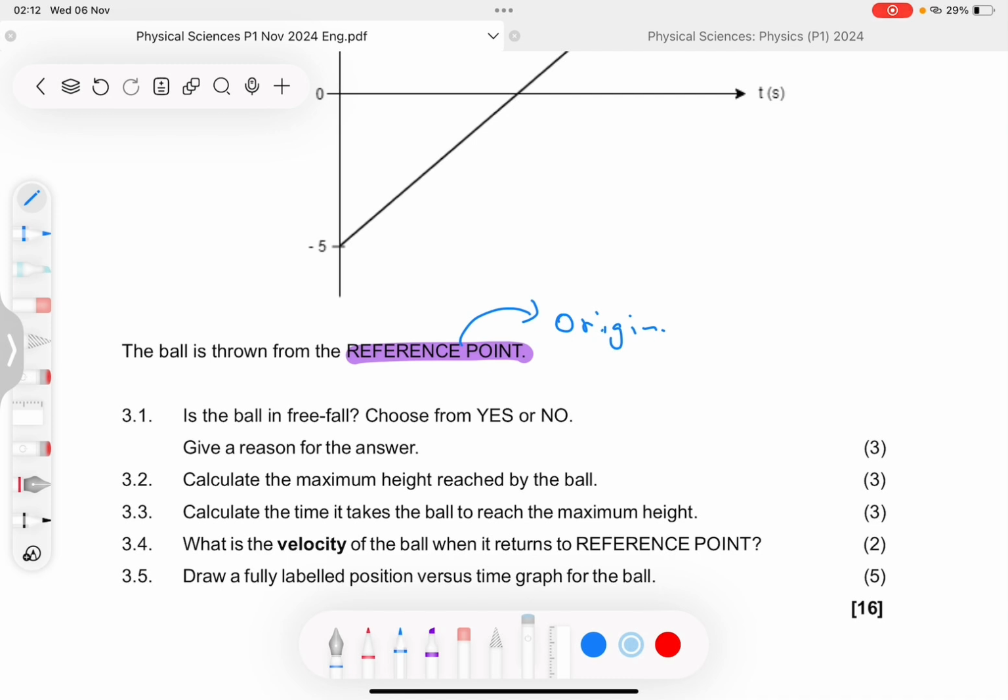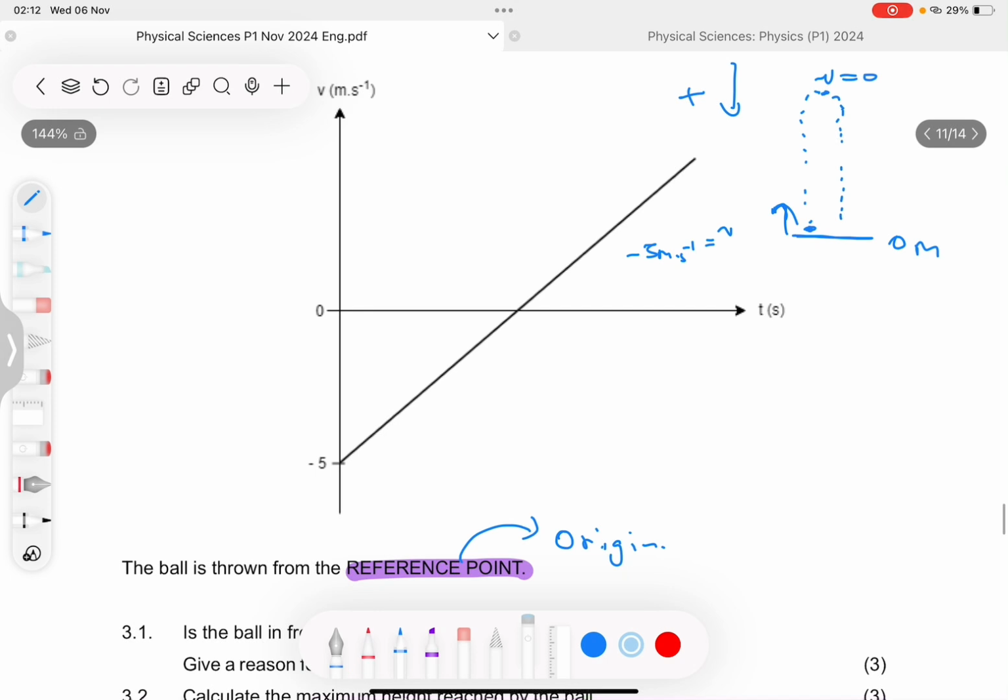Now, question 3.2 says calculate the maximum height reached by the ball, right? So we want to know, remember that this we said is 0 height, right? So from here, if we measure from here our height, if we move from here to here, what is the maximum height? What is this height here? Because remember, the ball ends only up to here. It does not pass this point. It's the maximum height that it will ever reach, right? So we want to know this height here. I'll call it change in y. What is that maximum height?